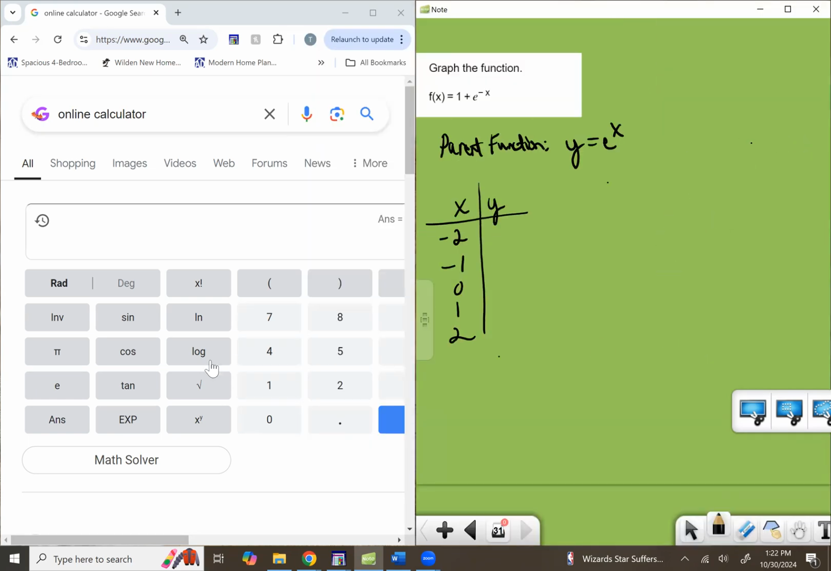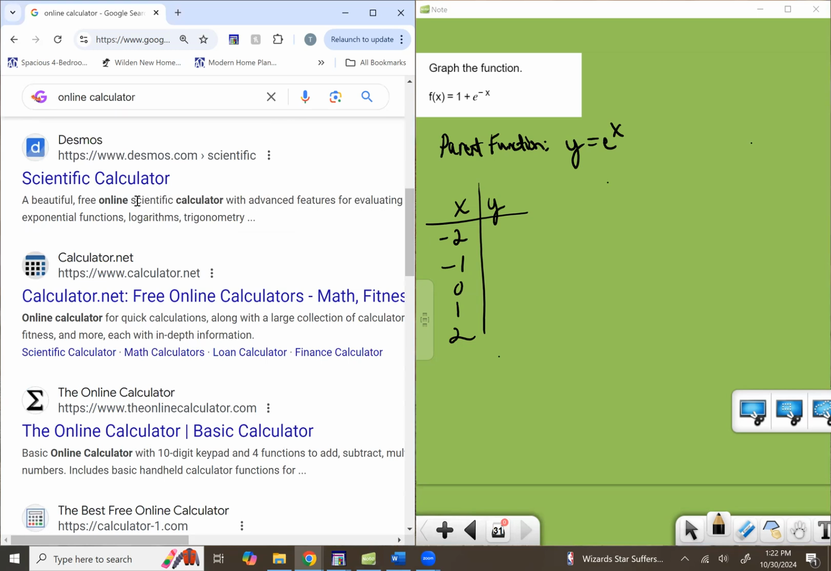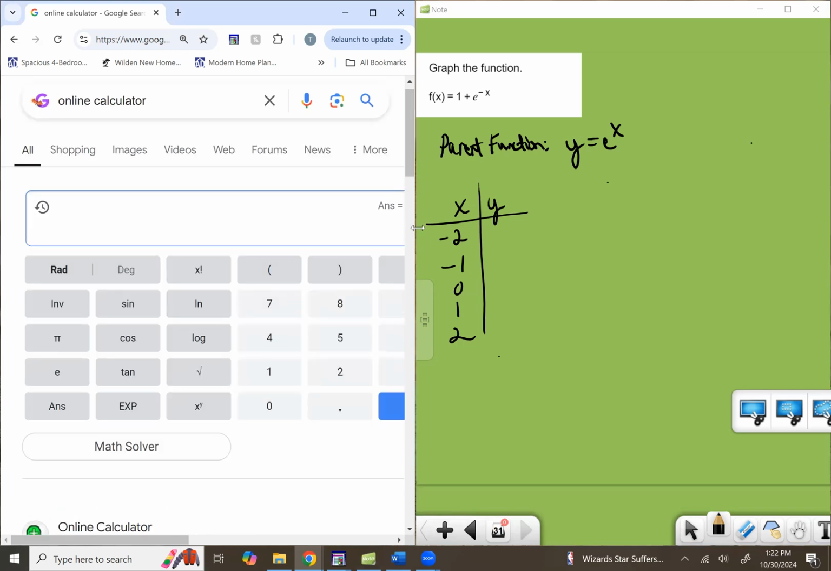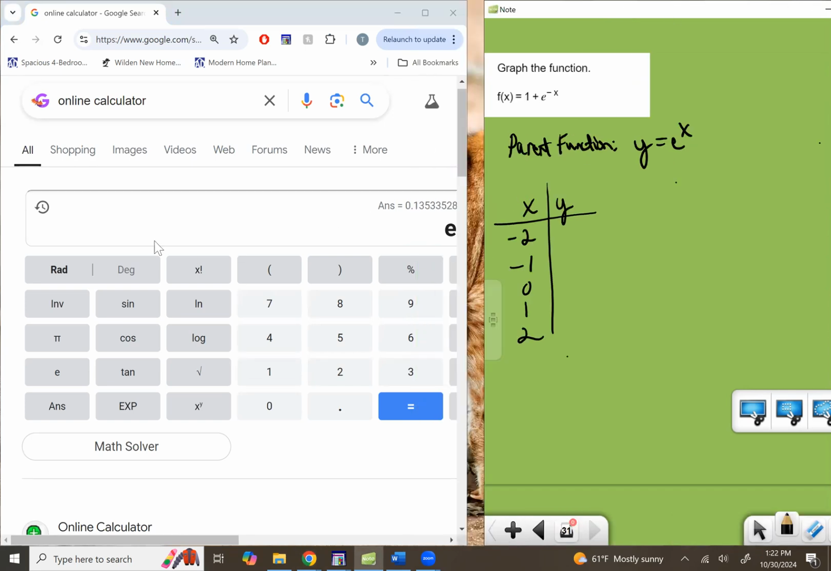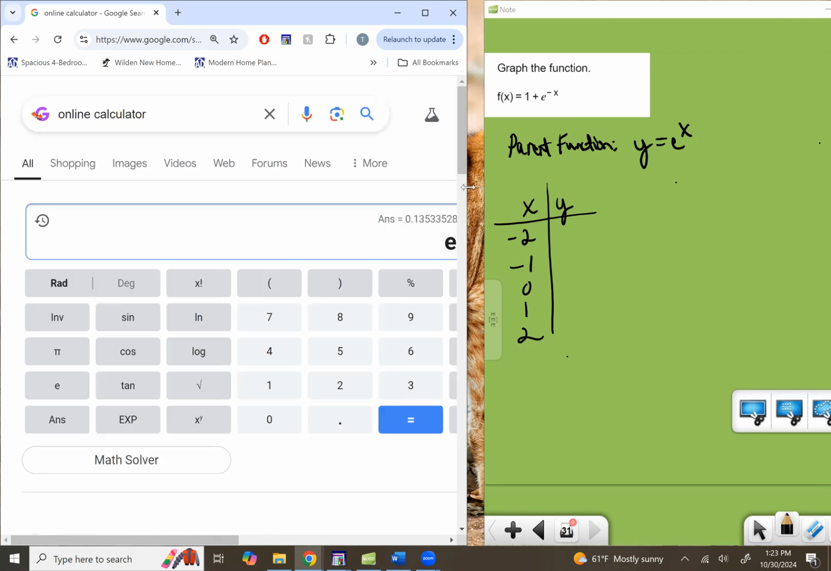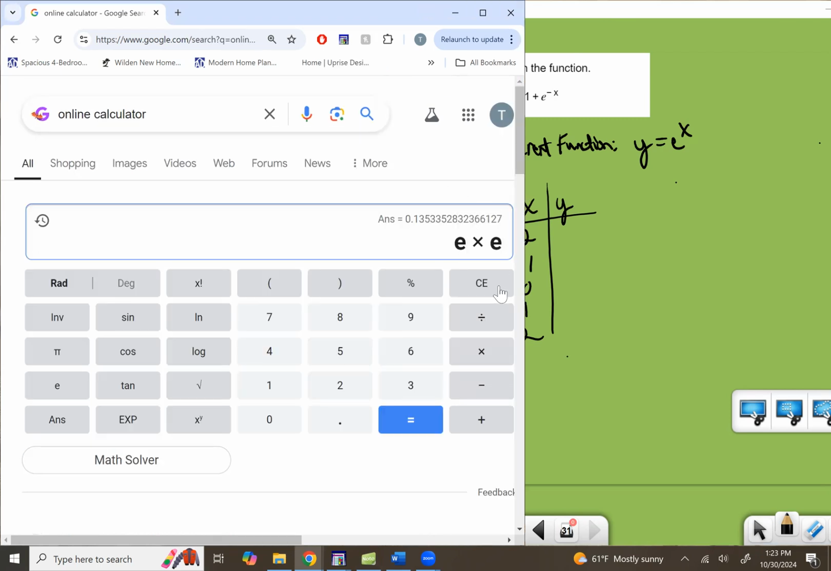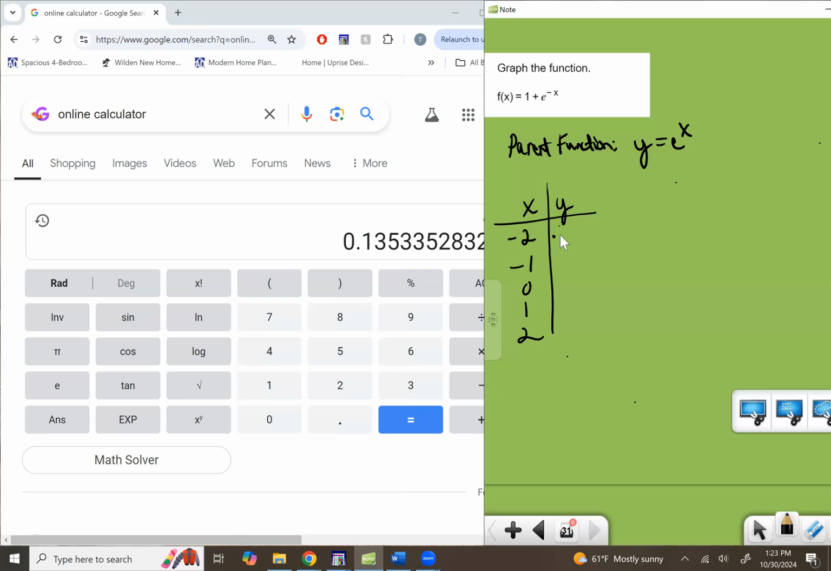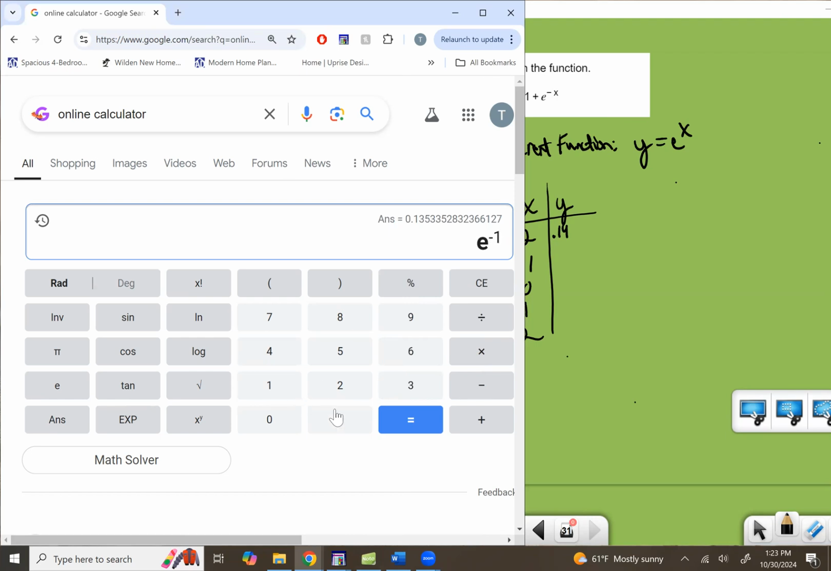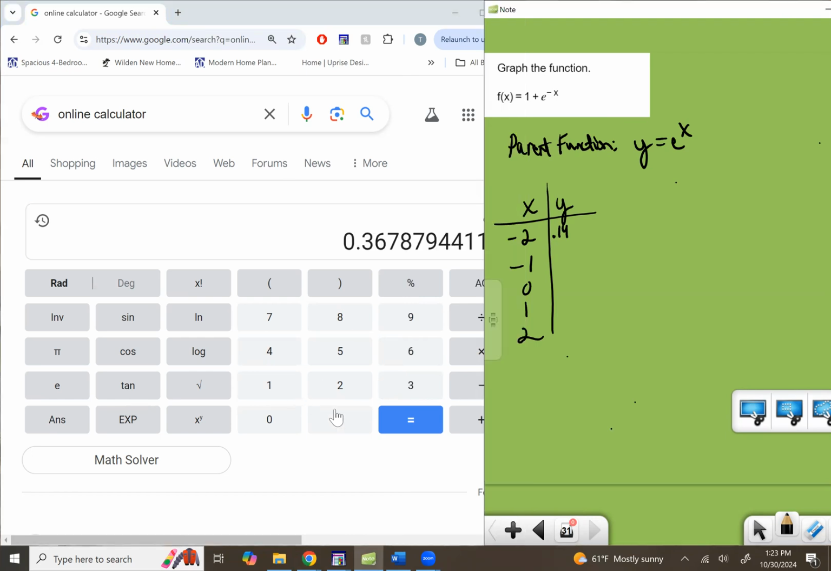All right, so I'm going to go ahead and plug that in over here. Sorry, you guys, my license for my emulator expired, so I have to use this online calculator here. Okay, e to the -2nd. 0.14-ish, we'll say. Now we've got to do e to the -1st. 0.37-ish.